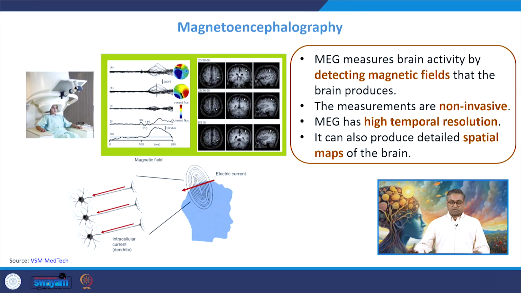Another type of tool works with the magnetic principle, with magnetic sensors, which capture the electrical changes due to the magnetic field presented. This is magnetoencephalogram, or magnetoencephalography.